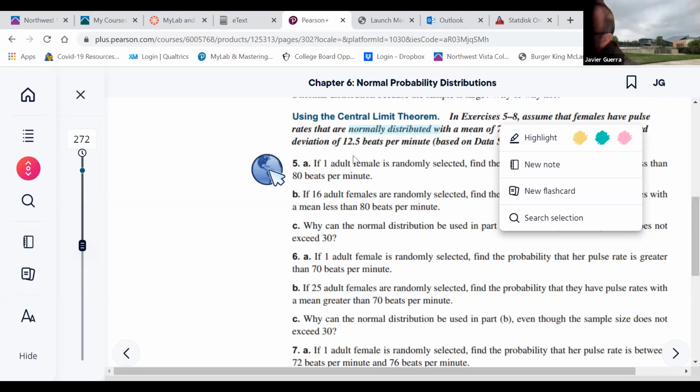We can use the central limit theorem because the problem states that the pulse rates are normally distributed.